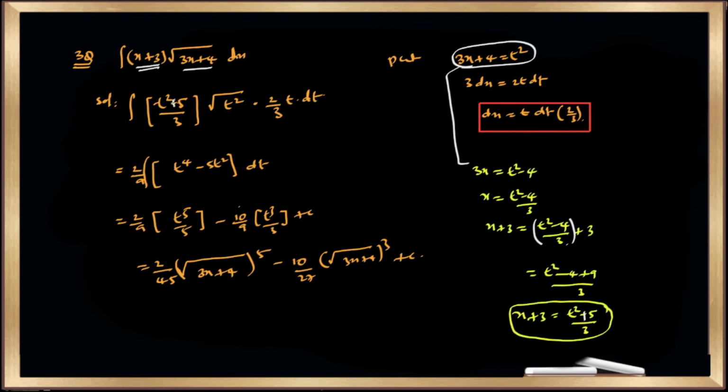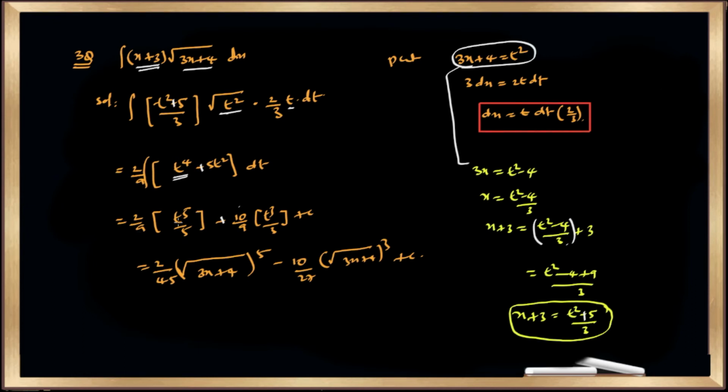So 3 threes are 9, 2 by 9 is a constant outside. Then t square into root t square is t, one more t, so t power 4, and plus 5 times t into t square. So the integral of t power 4 is t power 5 by 5, plus these two 5s are 10 by 9, and the integral of t square is t cube by 3. So 2 by 9 fives are 45.